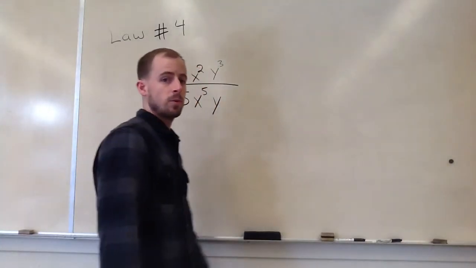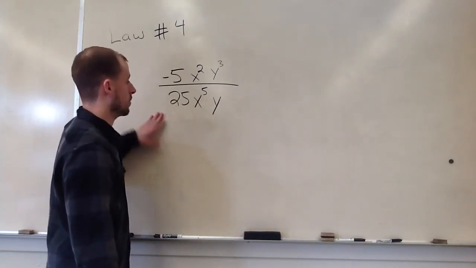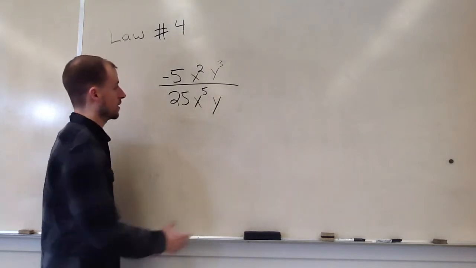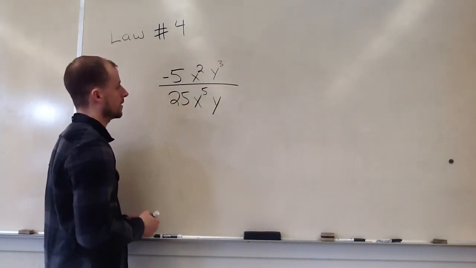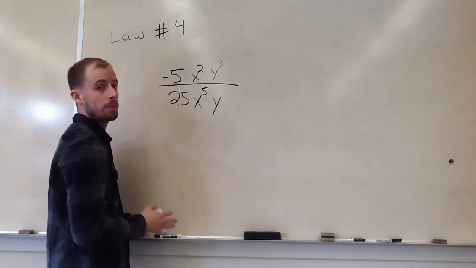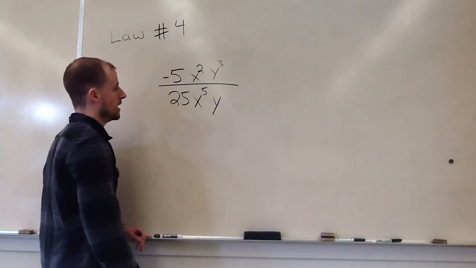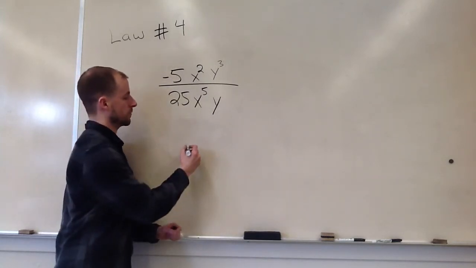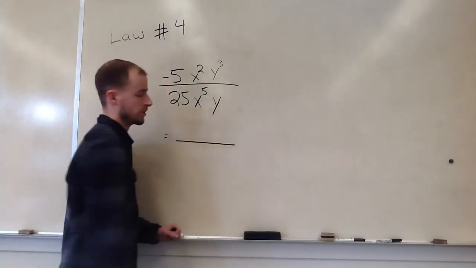All right, here's a more complicated example of the law I was just showing you. It's combining some of the other laws we use. So here's a mess that we have to sort out. I'm going to start with the numbers yet again. So I've got a negative 5 and a 25 down here. So negative 5 divided by 25. Let's figure out what this fraction is going to look like.